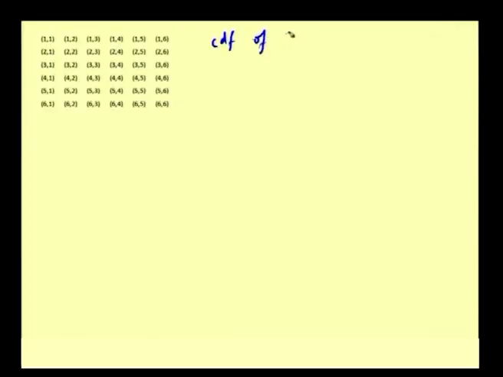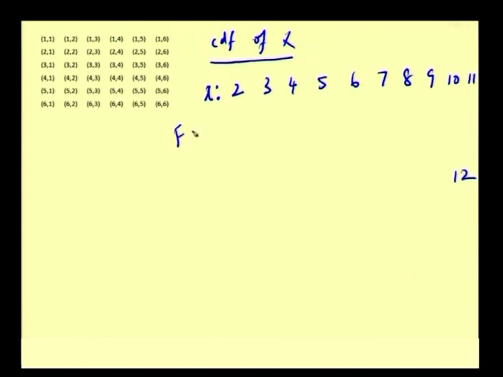Now, let us see how the cumulative distribution function of x is found out. X values are again 2, 3, 4, 5, 6, 7, 8, 9, 10, 11, then 12. To get the cumulative distribution function, you have to go back to the PMF of x. The cumulative distribution function is adding up the previous values.